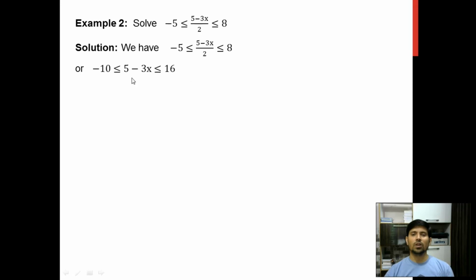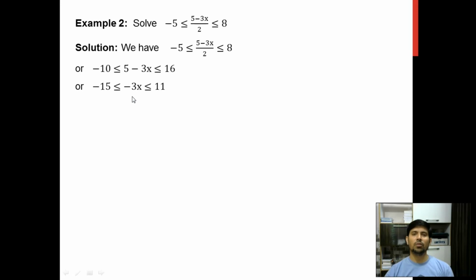Now what to do now, now we have to remove 5 from here. So we will subtract 5 from all. Then this is minus 15 is less than or equal to minus 3x is less than or equal to 11. Now here we have to remove minus 3. Then what to do, we will divide by minus 3.